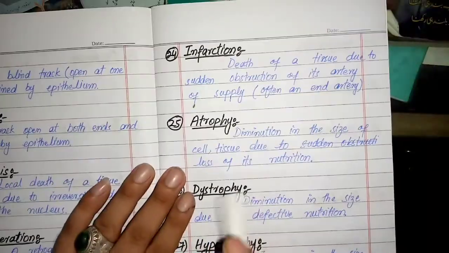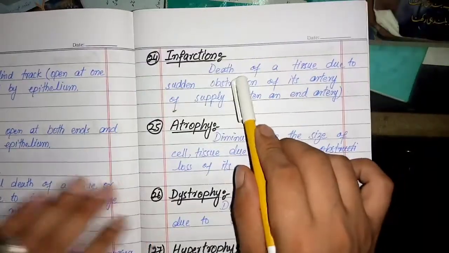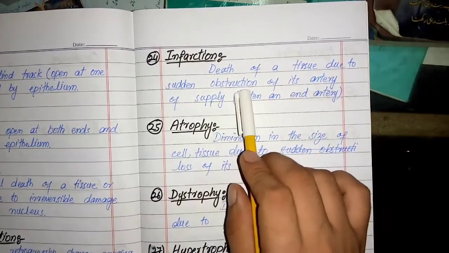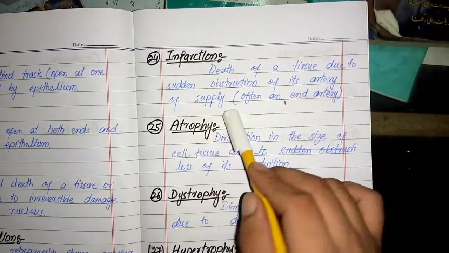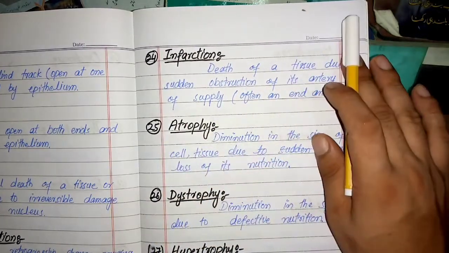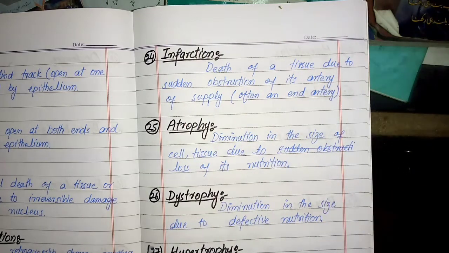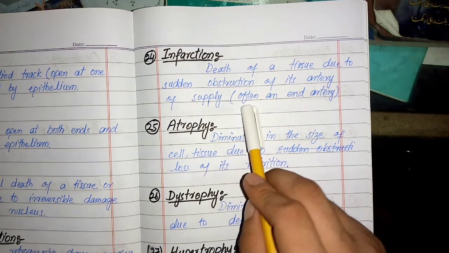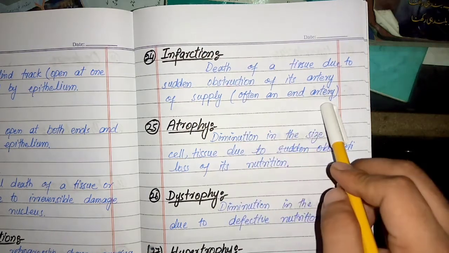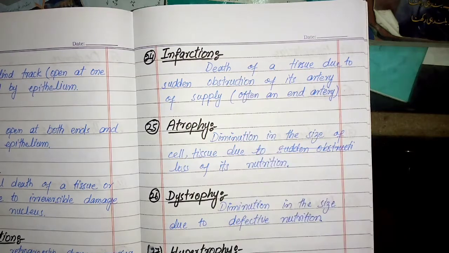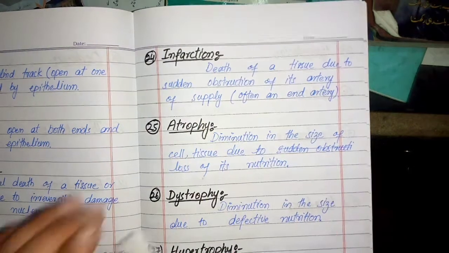Here we have another term, which is infarction. Infarction is death of the tissue due to sudden obstruction of its artery of supply. It means whenever death occurs in the tissue due to sudden obstruction or blockage of an artery, and usually and often it is in an end artery, this blockage and this death of the tissue is called infarction, right?